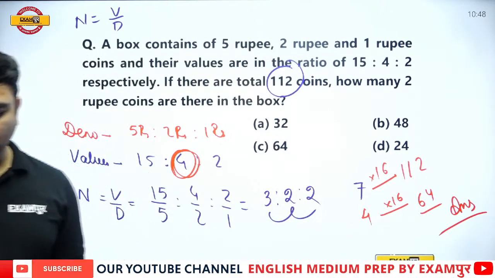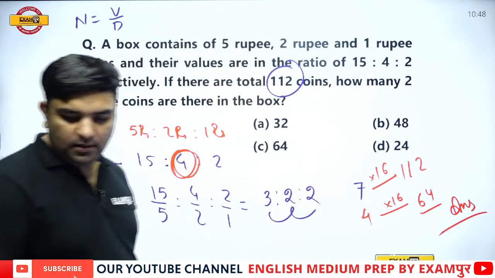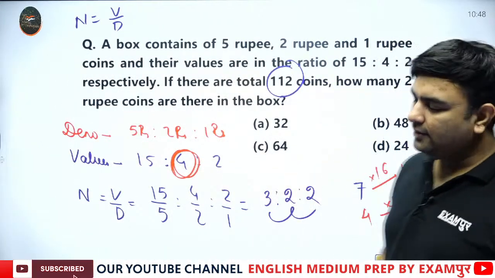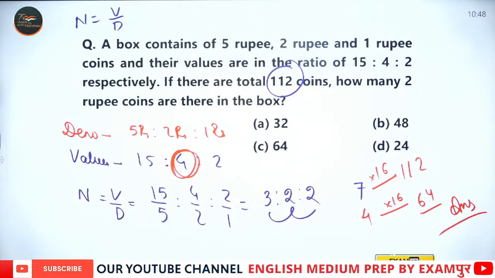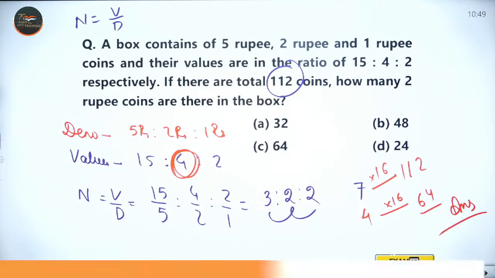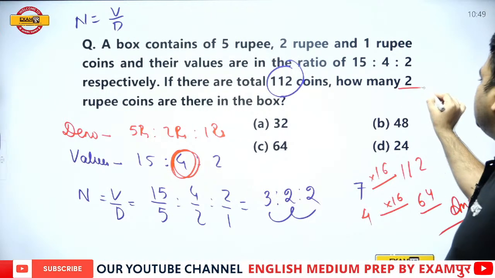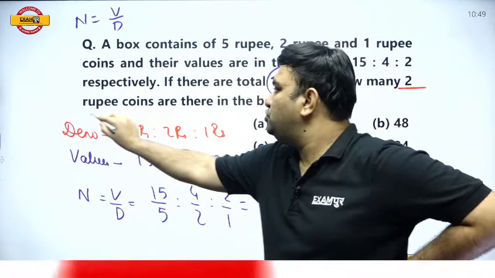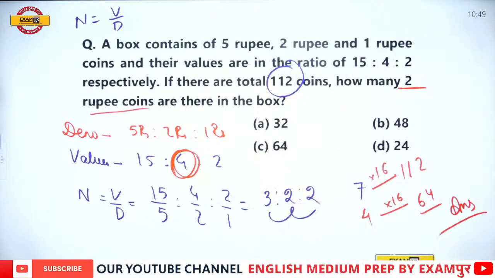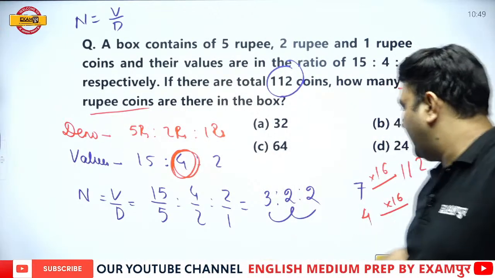Sudeep and Shrivani, have you done some errors? 3, 2, 2. 7 is equal to 112. So 1 is equal to 16. 2 rupee coins. Acha, they are asking the number.